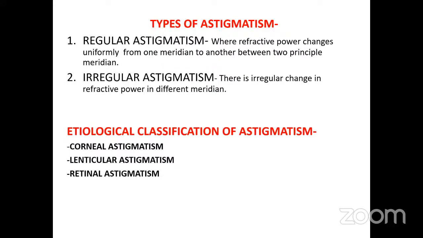Then the etiological classification: it is due to abnormality in the corneal curvature, or due to the lens, either a change in the curvature of the lens, like in lenticonus, or a positional change in the lens, like in subluxated lens, or due to retinal changes, like the oblique position of the macula.